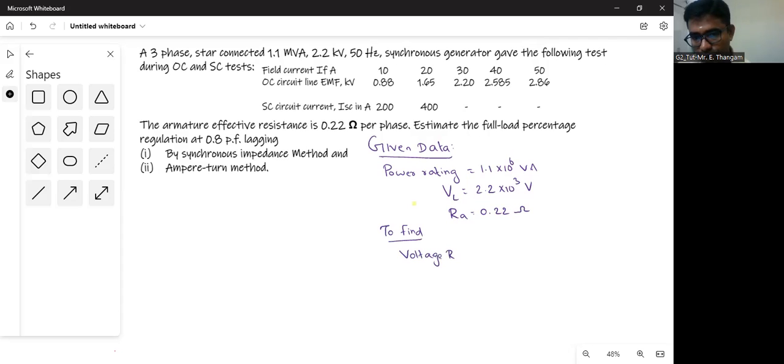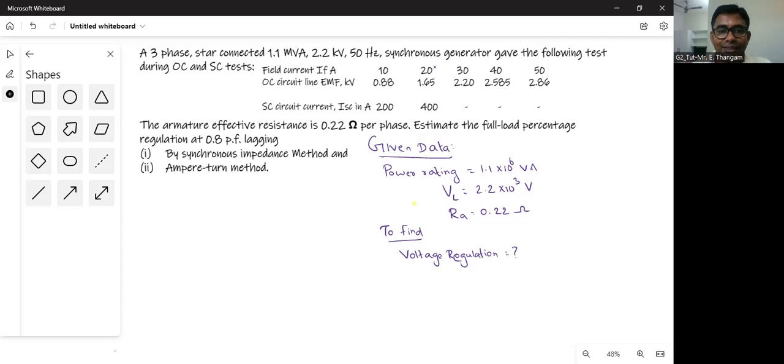Voltage regulation, that is our objective. It is an important topic. Without knowing this voltage regulation topic, we cannot do any further problem in our electrical machines laboratory, right? So in the laboratory also we are calculating voltage regulation by various methods. One of the methods is the EMF method.